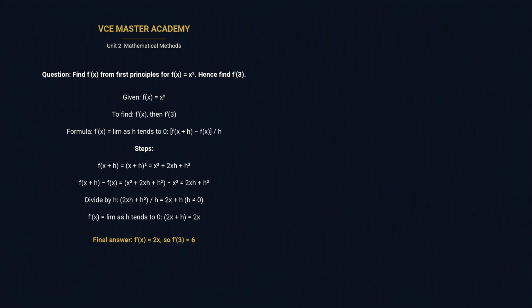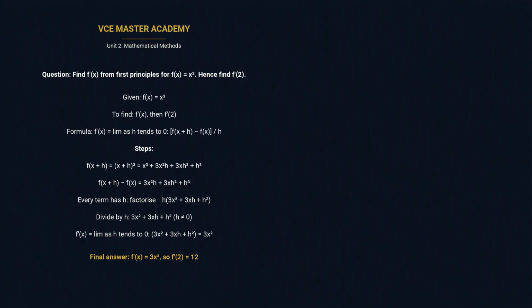And look, that's exactly the 6 our approximation was creeping towards on the last board. Approximation and first principles agree. It all lines up. Step it up. Same question, harder function. Find f dashed of x from first principles for f of x equals x cubed.